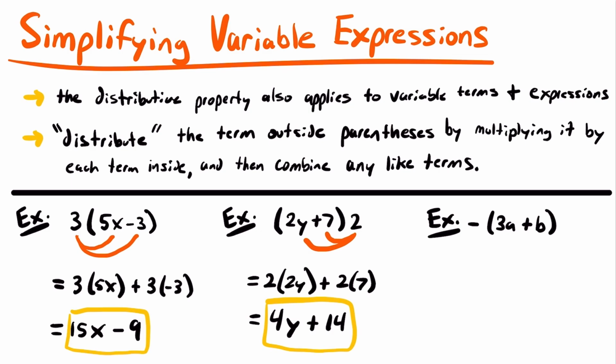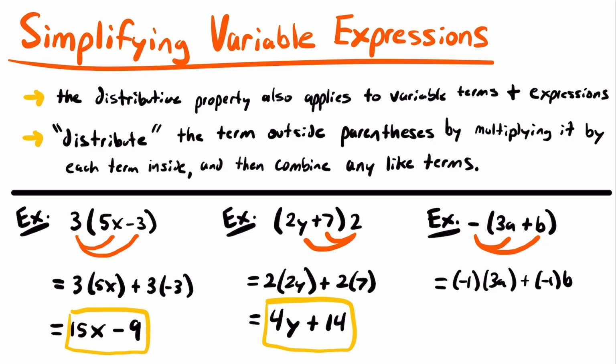All right, so we would distribute that negative 1 through this quantity. We would multiply it by each term. You'd multiply negative 1 by 3a, and you'd multiply -1 by b. Doing that will give us -1 times 3a plus -1 times b.